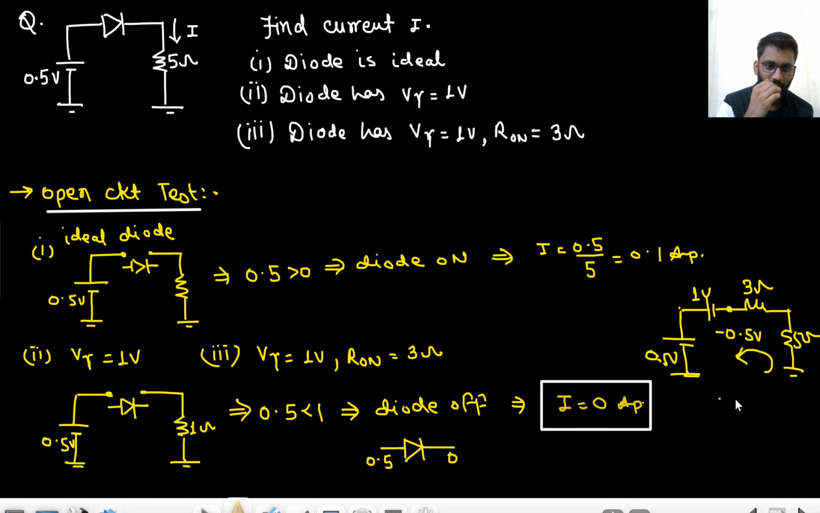What is the value of current? 0.5 by 8. So 0.5 by 8 current you are having in this direction. That means the diode would have been off. So you could have solved this problem with the short circuit test as well. The result would have been the same only. Are you getting my point?